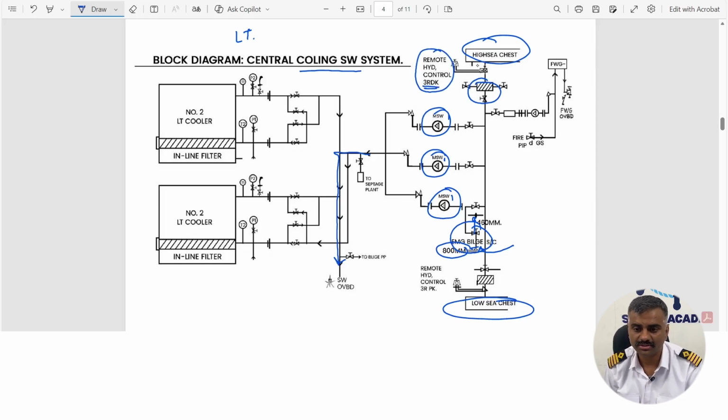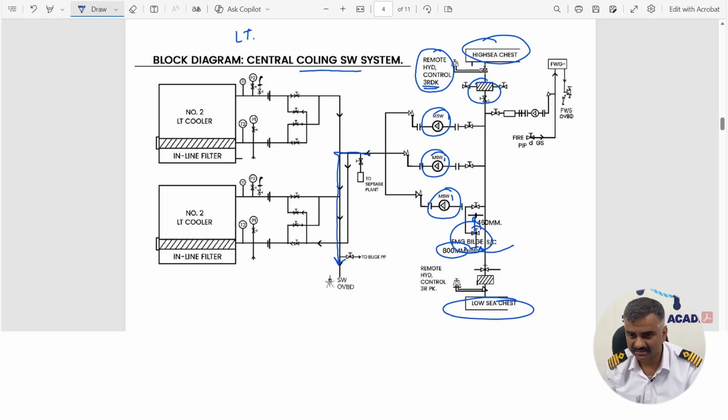Why? Because in case of emergency you cannot go down and change over from this sea chest to that sea chest. At that time you can operate remotely from a platform above, or say any pipeline has ruptured and the seawater has flooded the deck. At that time you can use this remote control to change over from the higher decks. That is the remote control.